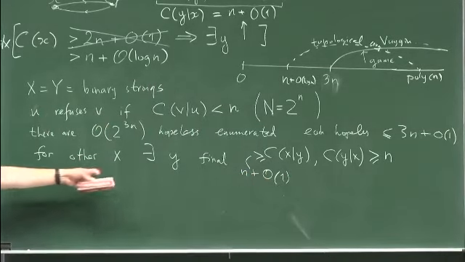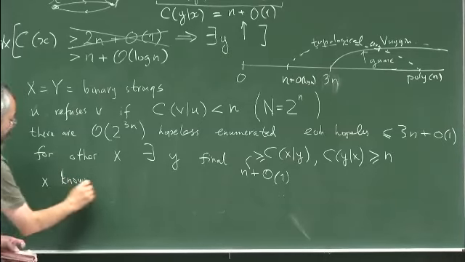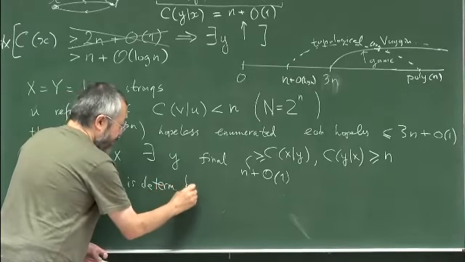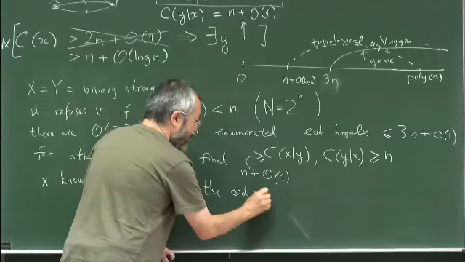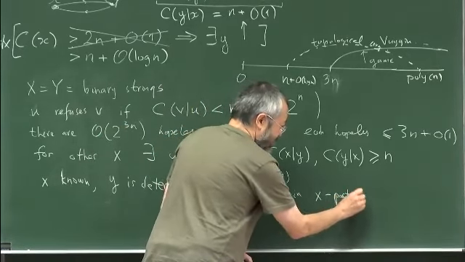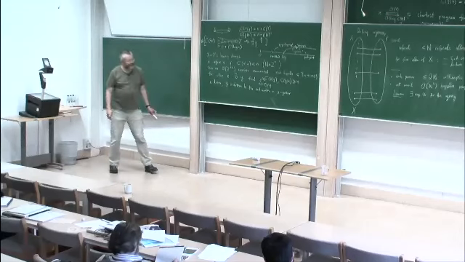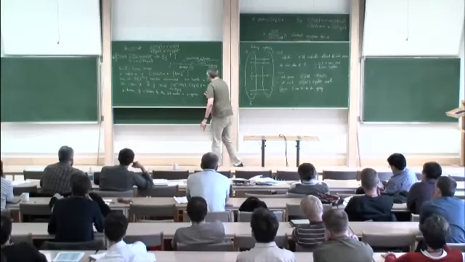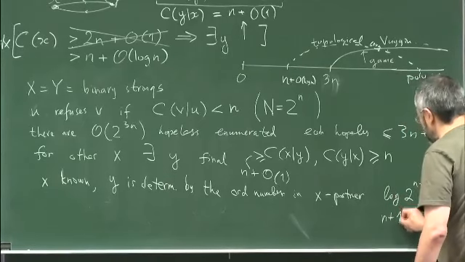because when x is known, y is determined by the ordinal number in the list of x's partners. So you just say, the third husband of x. And this number is bounded by 2n. So it's log of 2 to the n plus 1 bits.